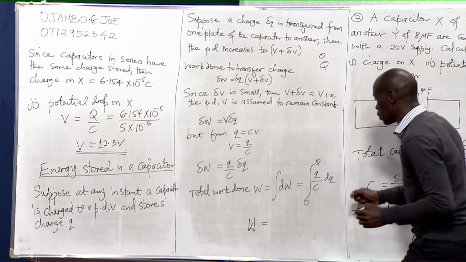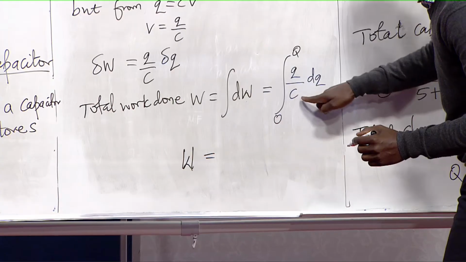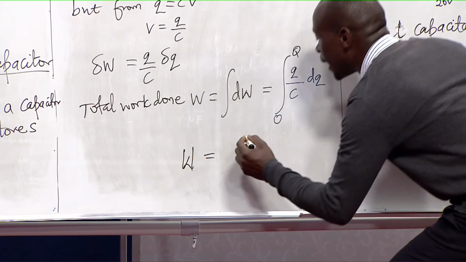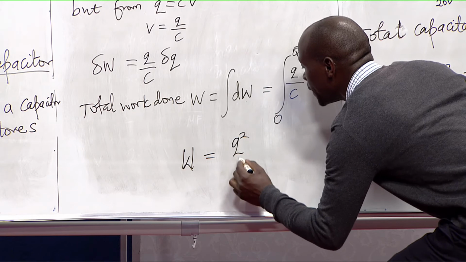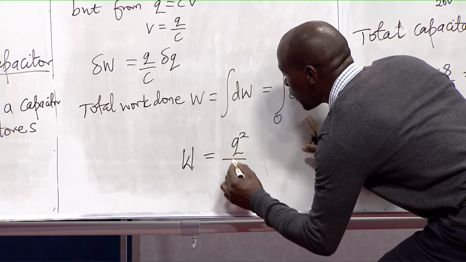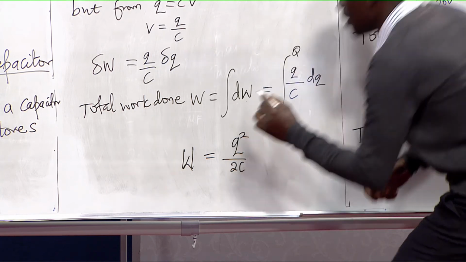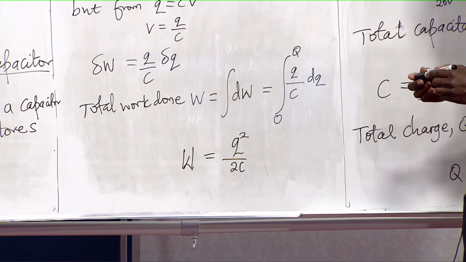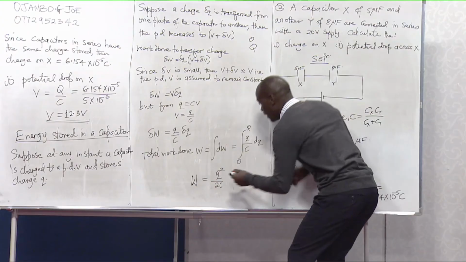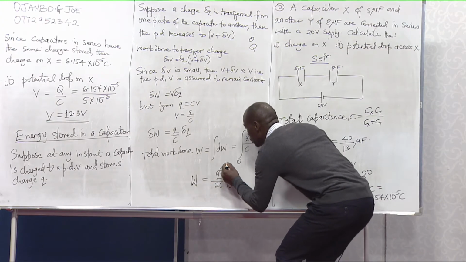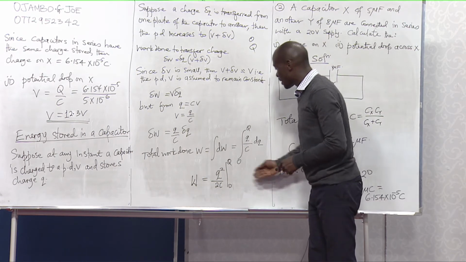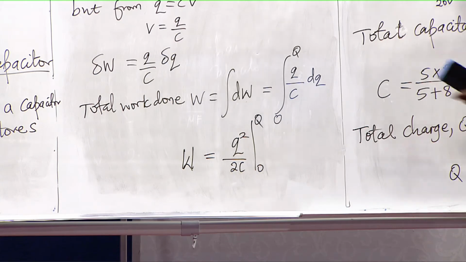Now, from the integration, which we have studied, my candidates, our work done will therefore be equal to, this 1 over C is a constant, so we shall integrate Q with respect to Q. It will become Q squared over 2, but this 1 over C is there, so it becomes Q squared over 2C, and it is from the limit 0 to the limit capital Q.